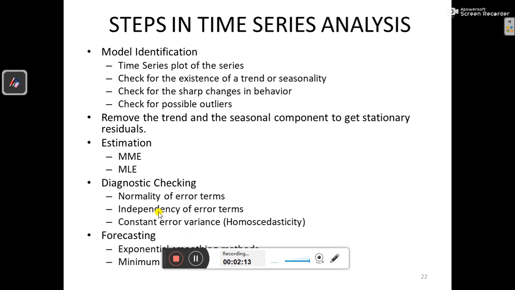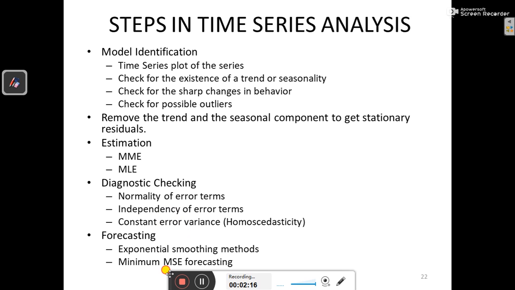In time series analysis, we can follow these steps. First, we need to identify the model, starting with a plot of the series. We plot the observations with respect to time, and check for the existence of a trend or seasonality. So we need to find whether a trend or proper pattern exists in the time series, or whether there might be some seasonality or frequency or some pattern.